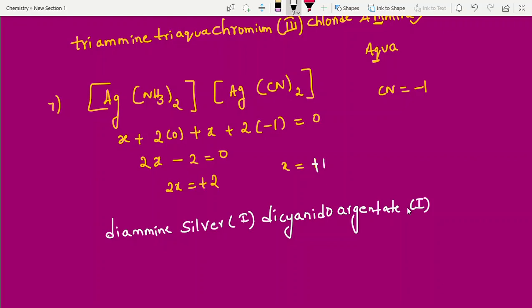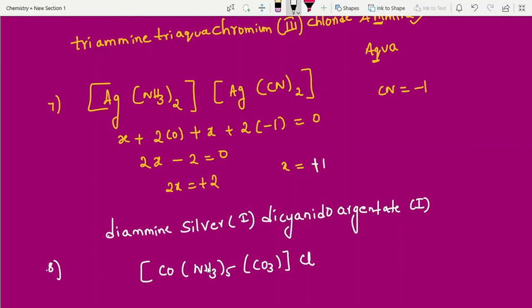Now, next one more question I am giving. Try to understand, try to give the name. This is the 8th one, Example 8. Cobalt, NH3 5 times, then CO3, this is carbonate, with Cl. What is the oxidation state here? Cobalt, again 3 we will get.